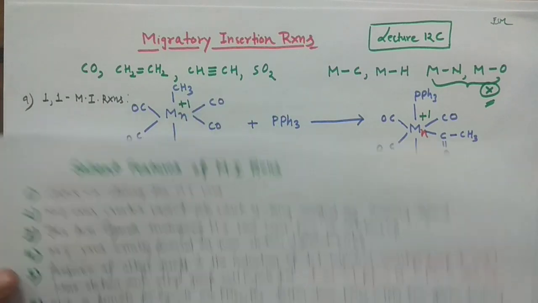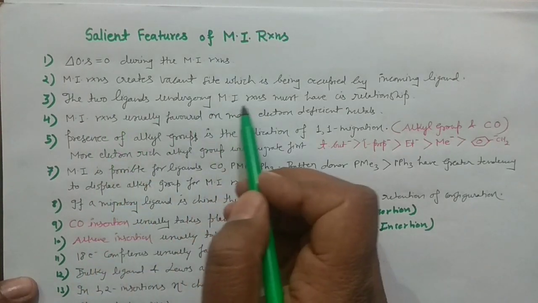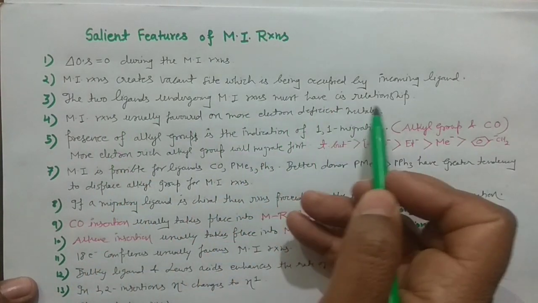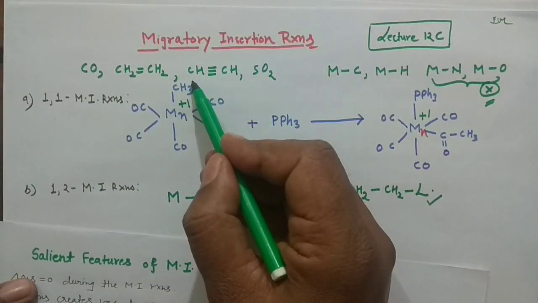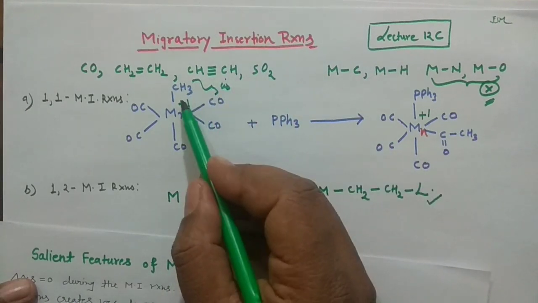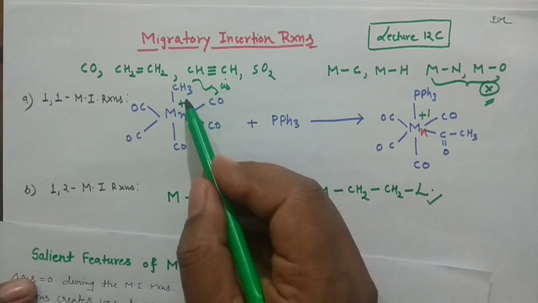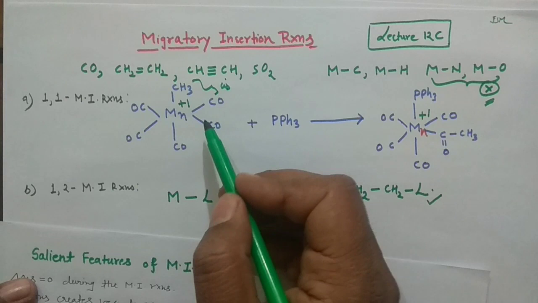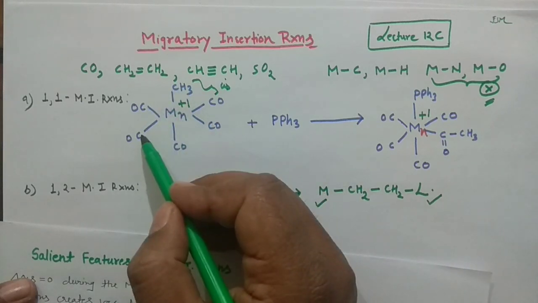Okay, this is the meaning of the second point: the two ligands undergoing migratory insertion reactions must have a cis relationship. What is the meaning of that? You can see here, this CH3 and this CO have a cis relationship because the angle between them is 90 degrees. Similarly, this and this also form a 90 degree bond angle. This and this also form 90 degrees. This and this also form 90 degrees.